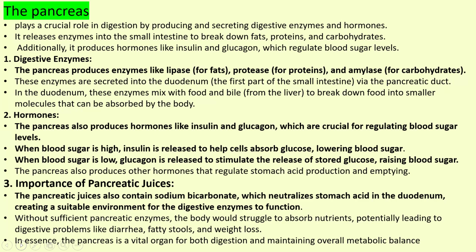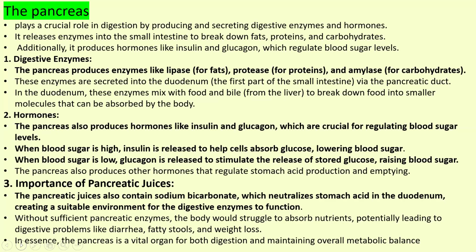Neutralization means acid plus base, it means to neutralize. So it helps in neutralizing hydrochloric acid, the acidic chyme food in the duodenum. Pancreatic juice contains sodium bicarbonate, which is alkaline in nature. So it creates a suitable environment for the digestive enzymes to function.